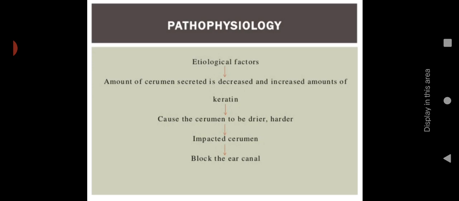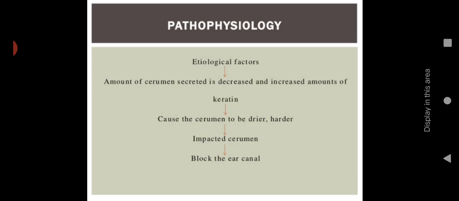What is happening? The amount of cerumen secreted is decreased and the amount of keratin is increased. Keratin is a protein which is part of the content of the cerumen. When the cerumen amount is decreasing and the keratin amount is increasing, what happens? The cerumen becomes drier and harder. The earwax becomes dry and hard. That can lead to impacted cerumen, and it will block the ear canal. So this is the pathophysiology of impacted earwax.